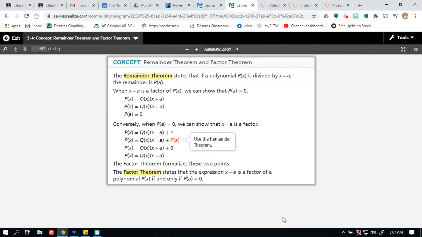Everybody, and welcome to Topic 3, Lesson 4, the concepts of remainder theorem and factor theorem. So here we are looking at this concept.